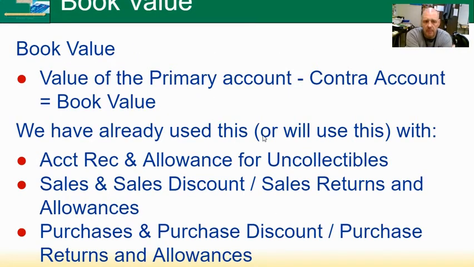The idea we're talking about here is also book value. You take the value of your primary account and you subtract the contra account. We've already done this a little bit. We've done accounts receivable, and then we subtracted the allowance for uncollectibles to get the book value of our accounts receivable. We will eventually take sales and net that out compared to sales discounts and sales returns. Sales is the primary account, the discount and the returns and allowances are the contra accounts, or opposites, which reduce a related account. Purchases is the primary account, with purchase discounts and purchase returns and allowances being the contra accounts.